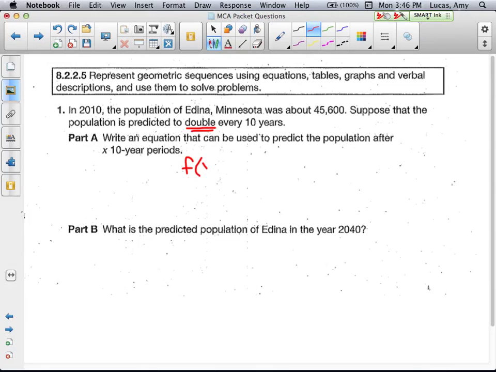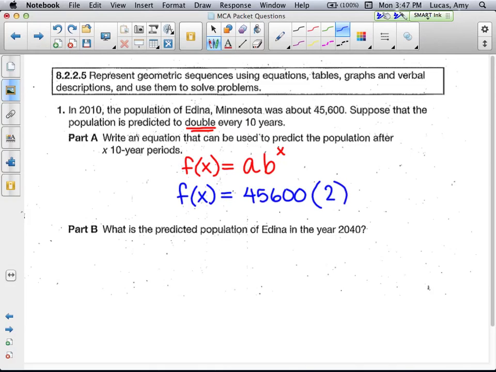So my geometric sequence would look like this, where a represents our starting amount. So that would be the population, 45,600. And then, because it's doubling, that means that you would be multiplying by 2 to the power of x. And x represents 10-year periods.